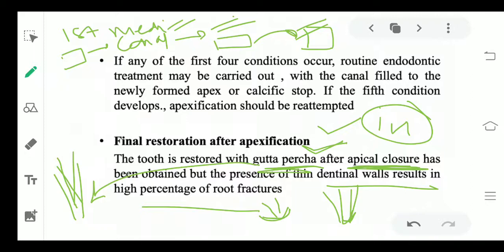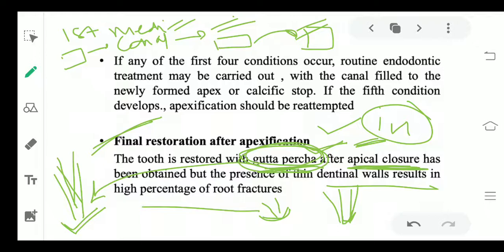After you have got this stage, you are going to do the final restoration, in which you will use gutta percha to fill the root canal or to restore the tooth. Now this is only to be done after the apical closure has taken place.